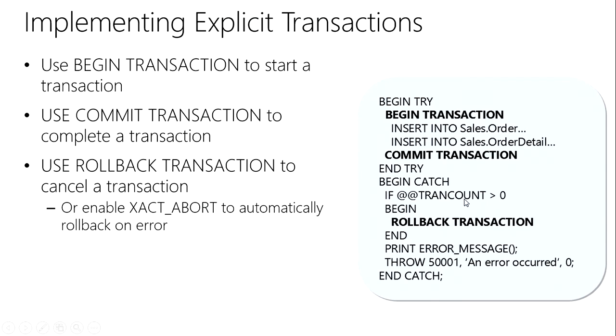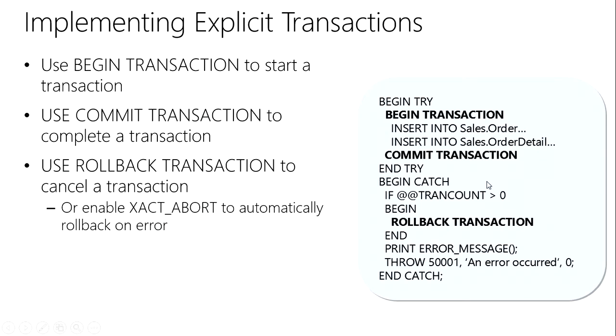You'll notice I've checked the tran count to see how many transactions are going. There are a few other ways of interrogating transactions that we'll talk about in a second. The other thing is I've explicitly rolled back the transaction here. So I can write the logic that checks to see, do I actually want to roll back the transaction? So all is not lost at this point.